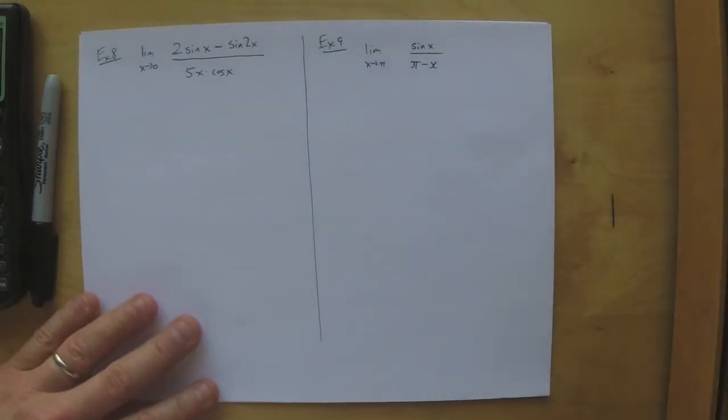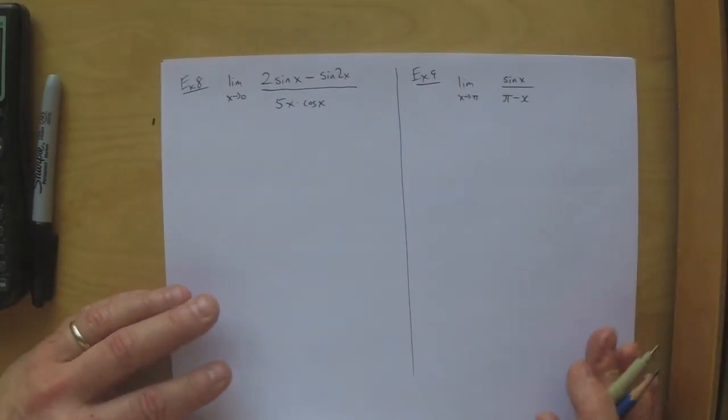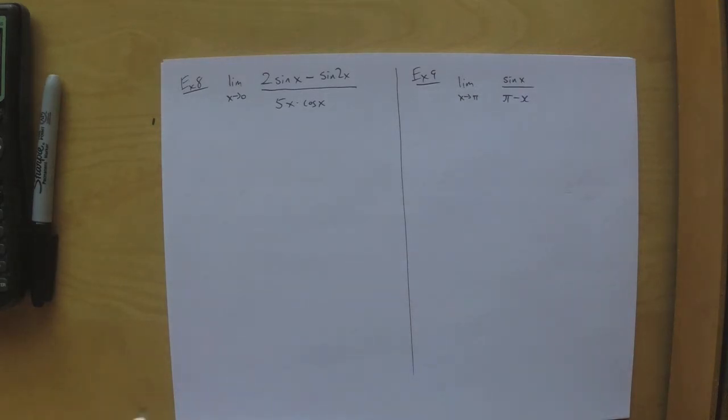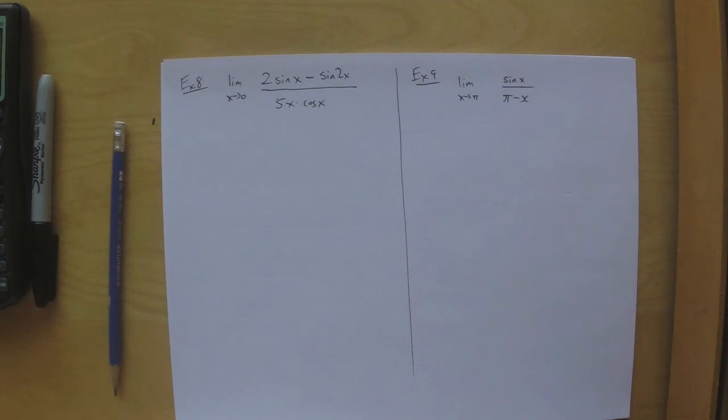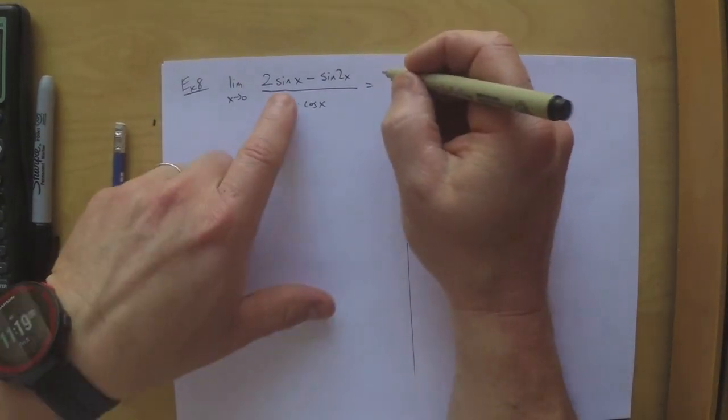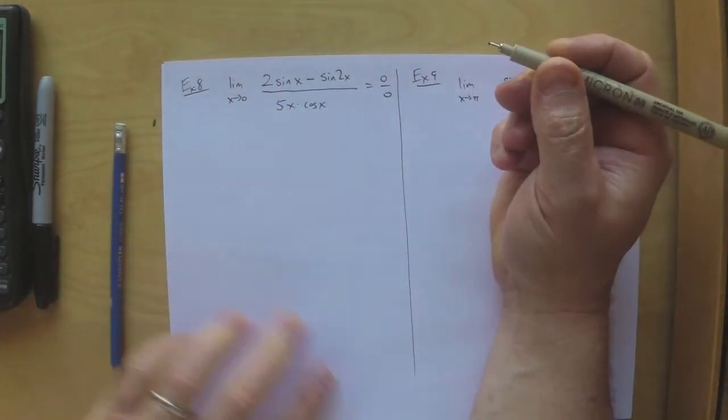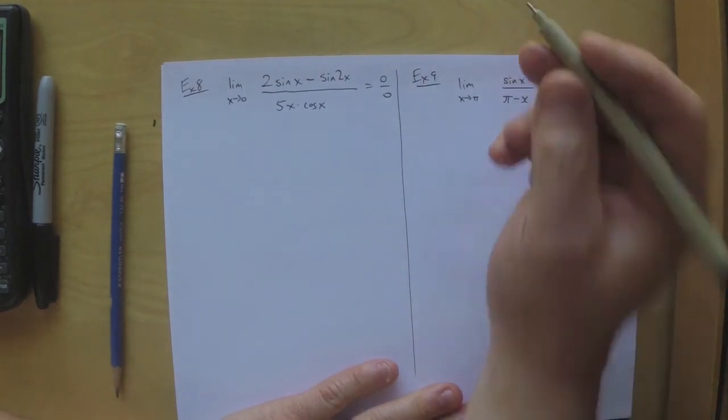Okay, we got 2 little examples here. Well, not little, but they're fun. So again, I would pause it and try it. I've done these before, so I know exactly what to do. Again, if I plug 0 into here, I get 0 over 0. Because if not, I'd be done.